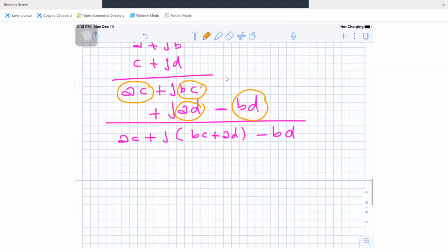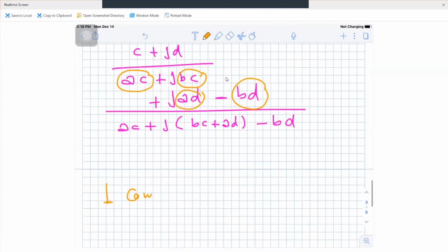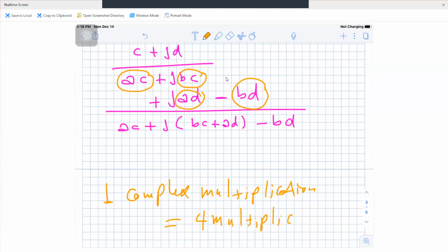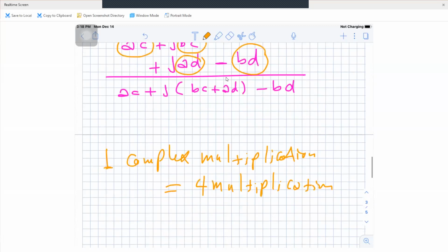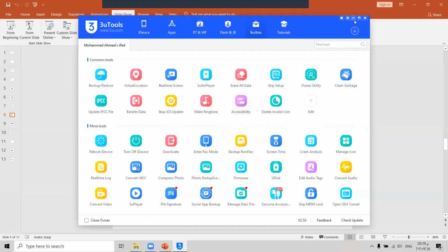So every one complex multiplication equals 4 multiplication operations. This will be the relationship between complex multiplication and the multiplication operations. Now let's go back to the slides of the PowerPoint.